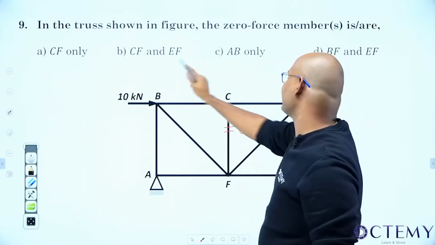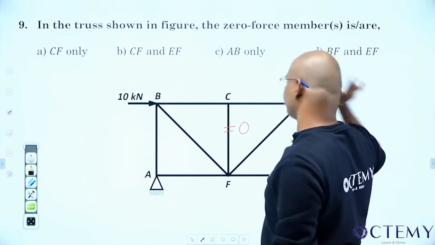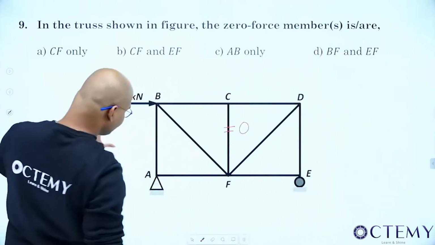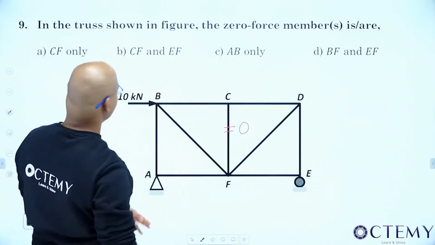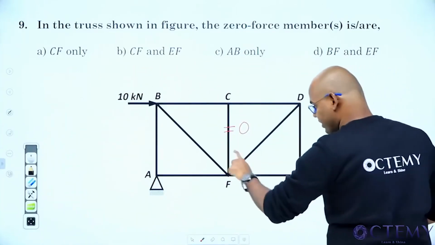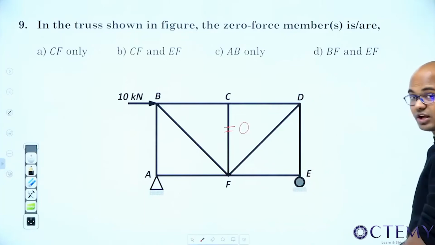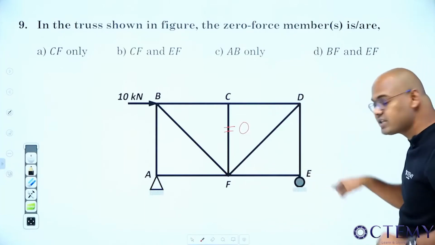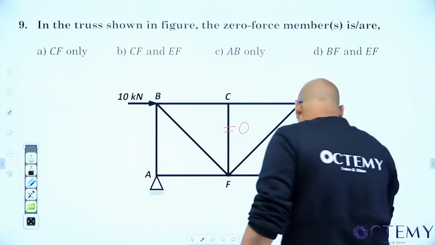Okay, fine. That's fine. Okay, next. What else may be there? EF, AB, and then BF, right? Now, EF. Where is EF? This is EF. Now see, is there any chance at this end? 1, 2, 3, 4, 5. Very good. Come here. What is this support? Roller support.